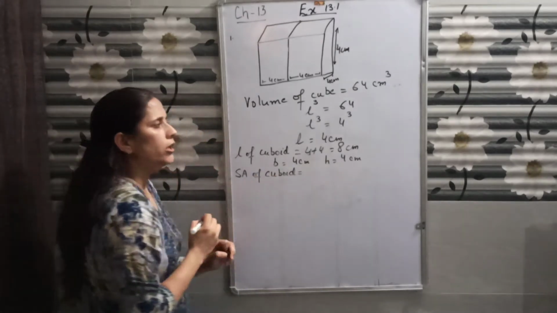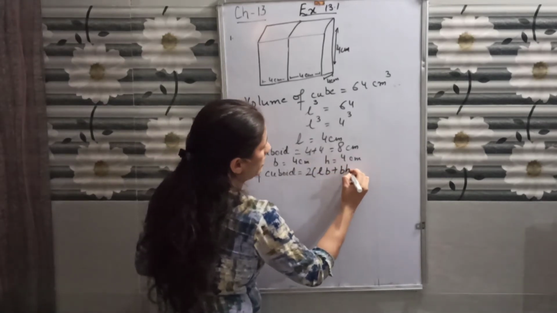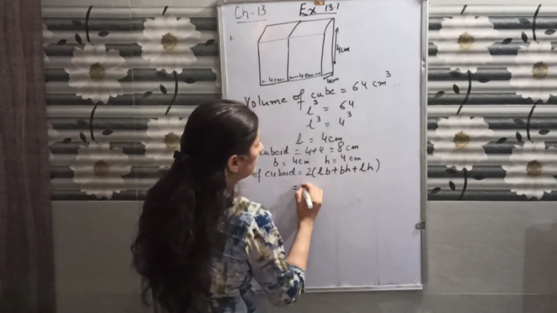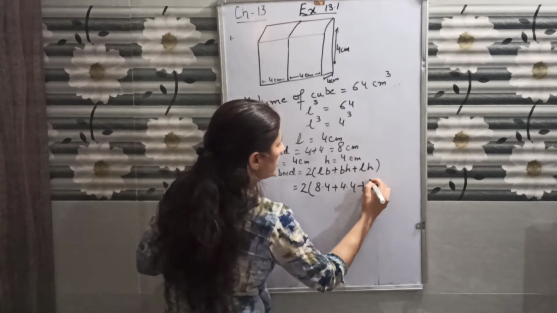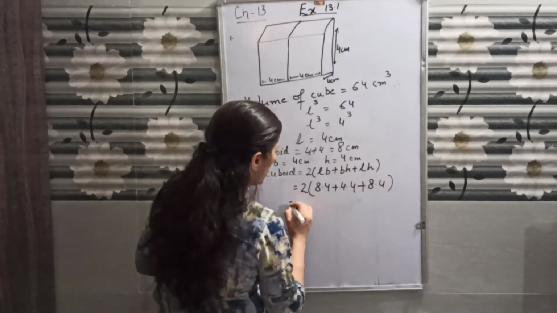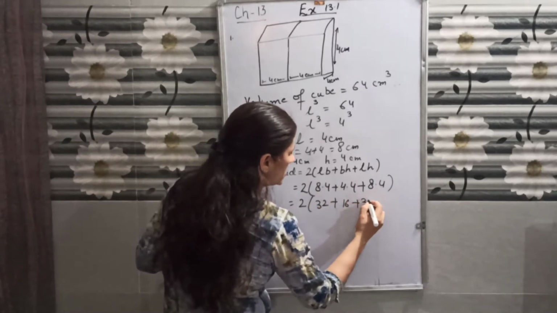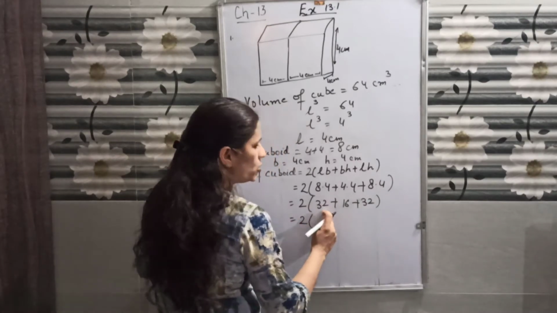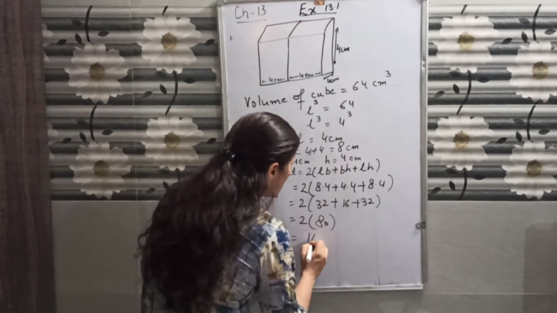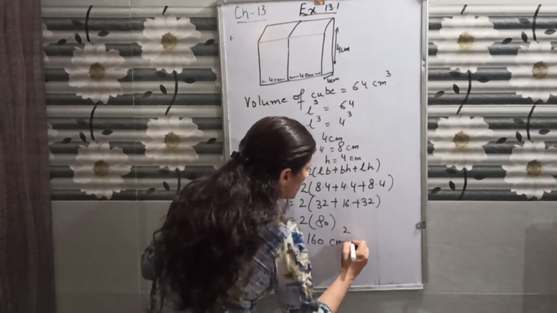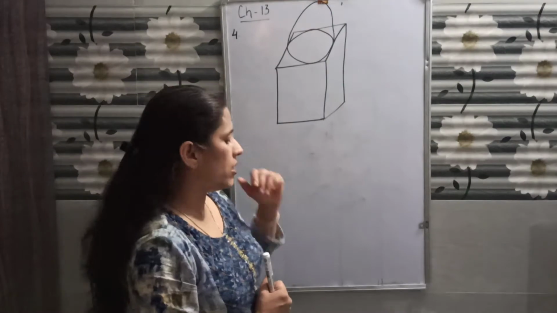Fine. You have to find the surface area of the cuboid. The formula for the surface area of a cuboid is 2(LB plus BH plus LH), that is 2 times (8 into 4, plus 4 into 4, plus 8 into 4). So here comes 2 times (32 plus 16 plus 32). 32 plus 32 is 64, and 64 and 16 is 80. So your answer is 160 centimeter square.